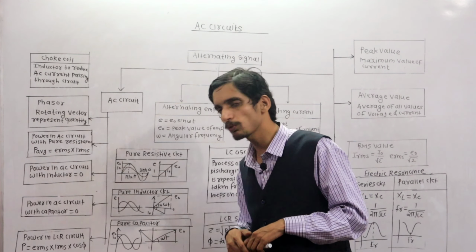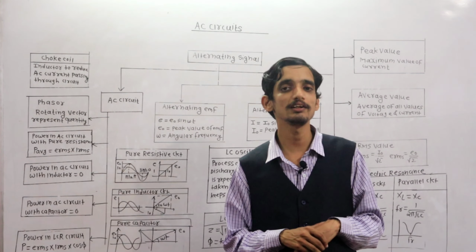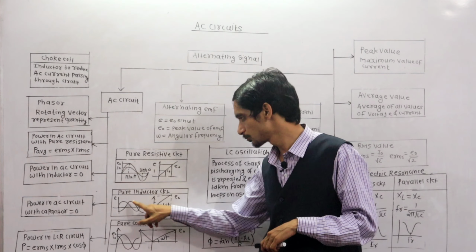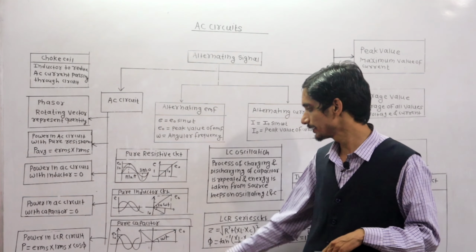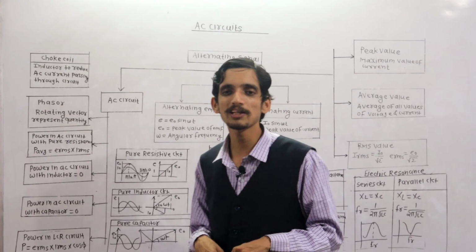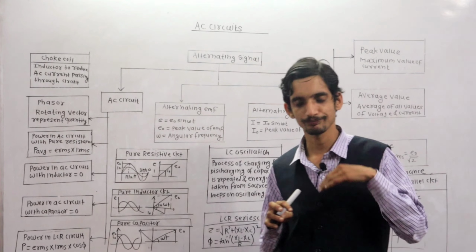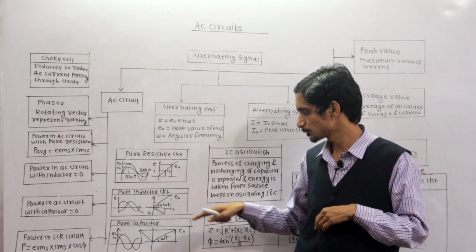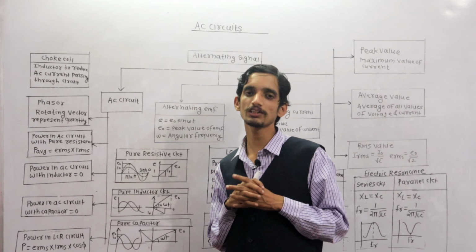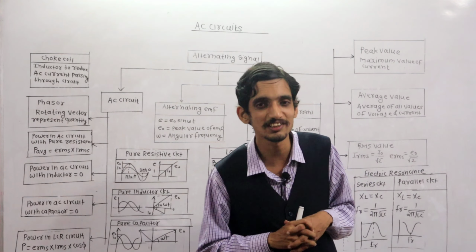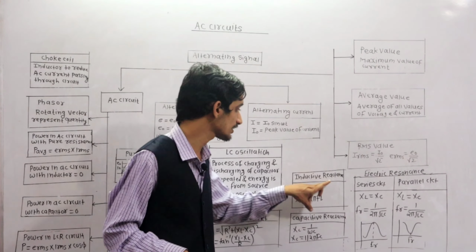Then in a pure inductor circuit, what happens? The current flowing through a pure inductive circuit lags behind the EMF by 90 degrees. So this is the EMF and this is the current; the current lags behind the EMF by 90 degrees. Then pure capacitor: in a pure capacitive circuit, the applied EMF lags behind the resulting current by 90 degrees. So in a pure inductive circuit current lags, but in a pure capacitive circuit current leads by exactly 90 degrees.